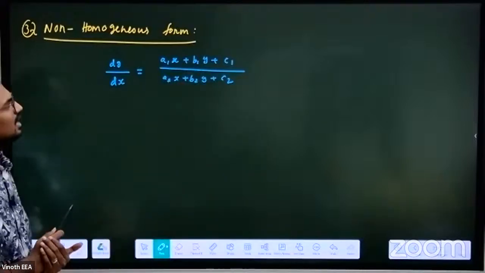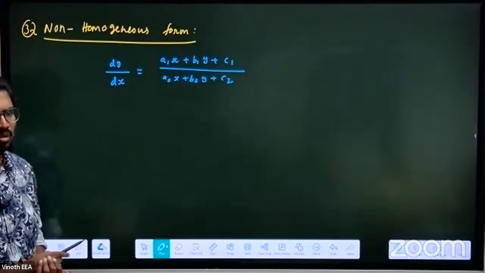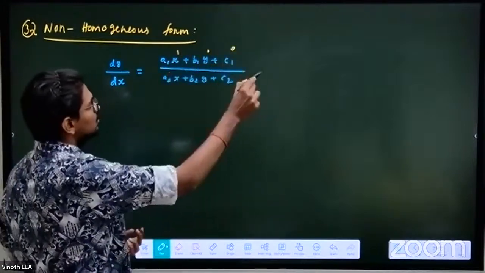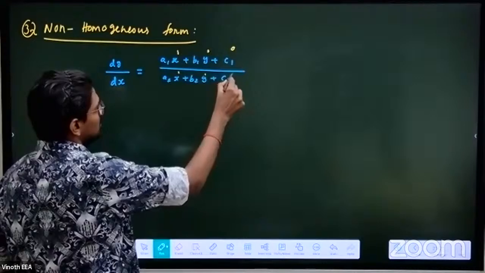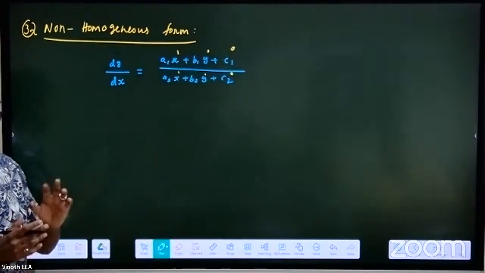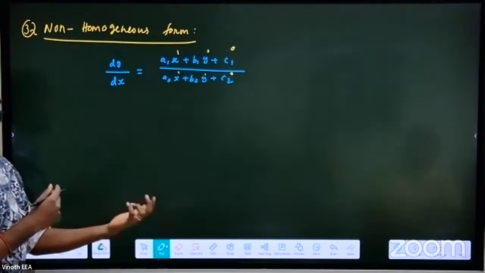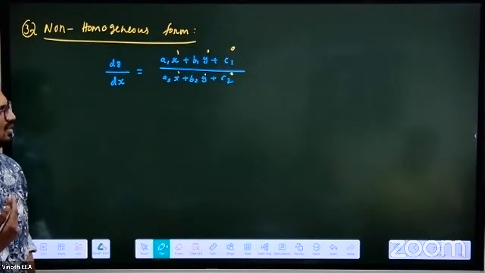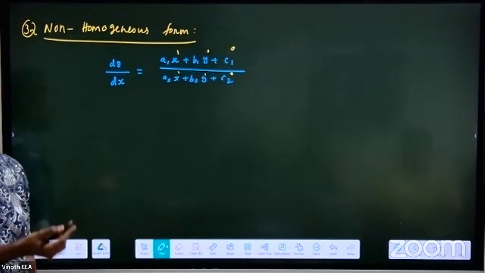Now, what about the numerator? Is it homogeneous? Obviously not, but it is linear. Power 1, power 1, power 0, non-homogeneous. What should be the procedure? From whatever we did for the first two cases, I hope you know. I have to convert this non-homogeneous to variable separable.